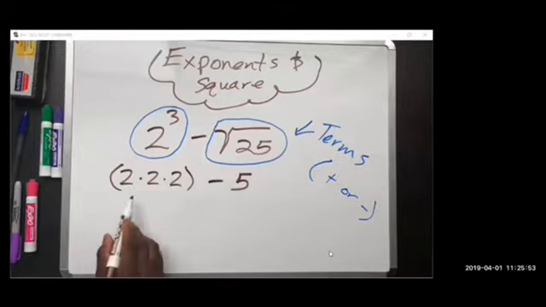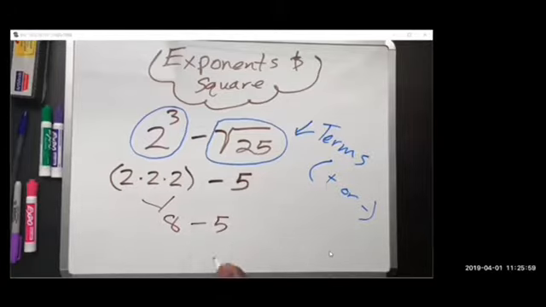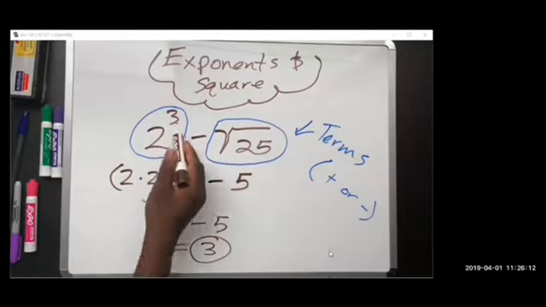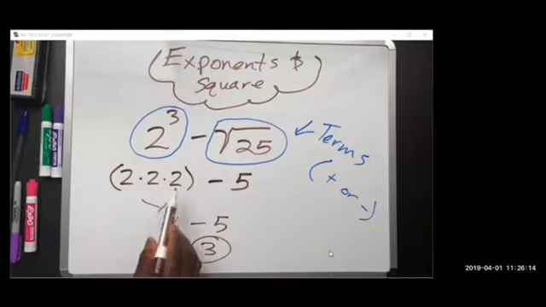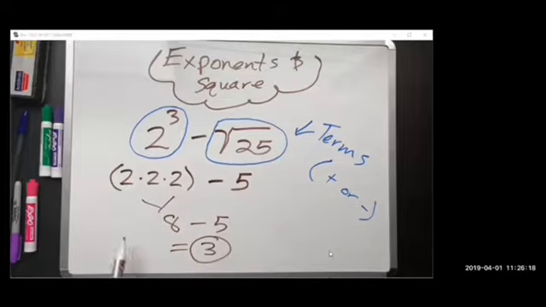So 2 times 2 is 4. 4 times 2 is 8. So that gives us 8 minus 5 for a final answer, and that equals 3. I always like to check your work after solving it. Notice we're solving the problem from top to bottom. We have 2 to the third power, so that's 2 times 2 times 2, minus the square root of 25 is 5. 2 times 2 is 4, times 2 is 8. We bring down 8 minus 5, and that's 3.